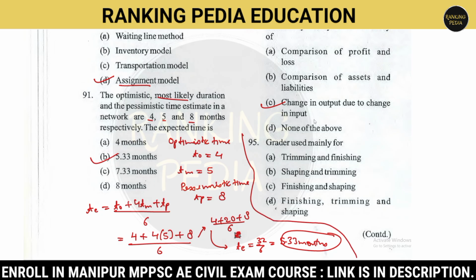Number 95 is grader used mainly for. So grader is mainly used for finishing, trimming and option number D is correct. Finishing in order to create the final smooth surface for roads or foundations, trimming for cutting material to achieve a specific elevation, and shaping is for grading the ground to a specific profile or specific slope. So grader is used mainly for all these things, these three main modes, that is your finishing, trimming and shaping. Option number D is correct.